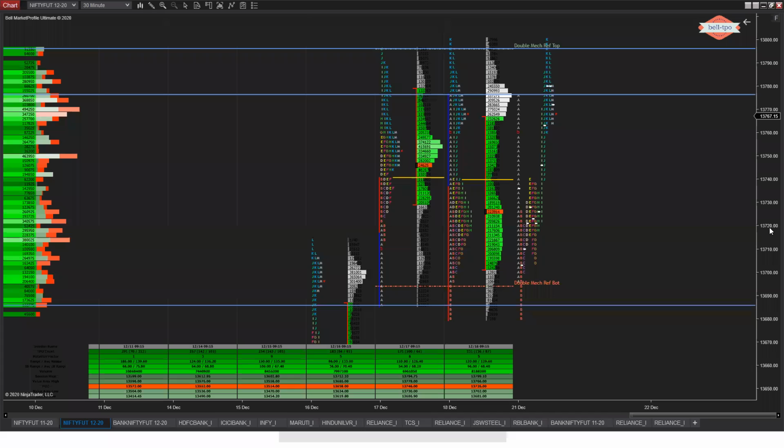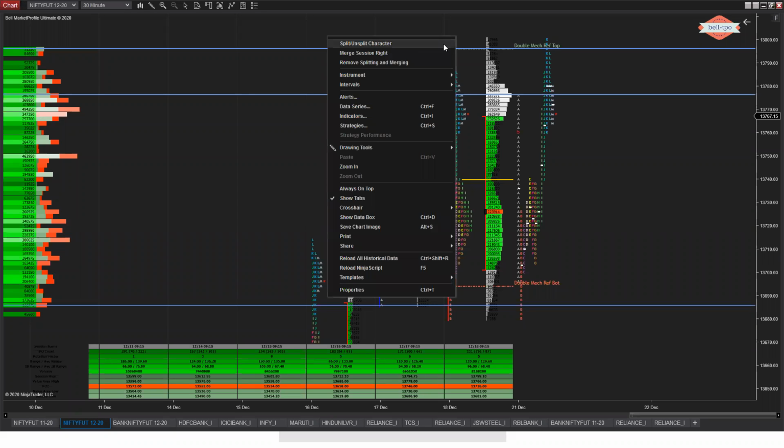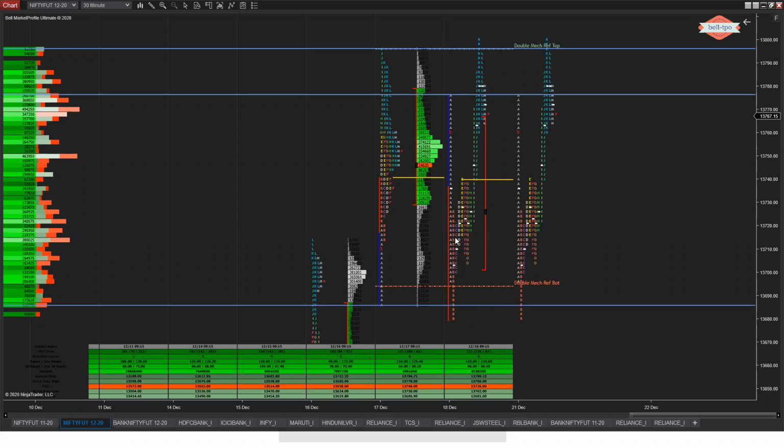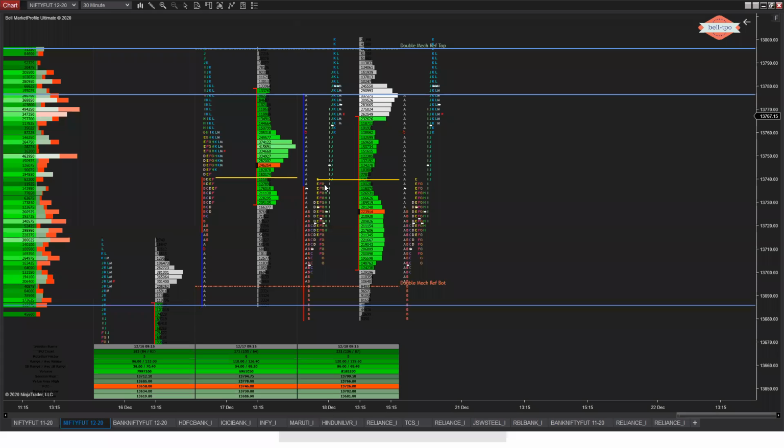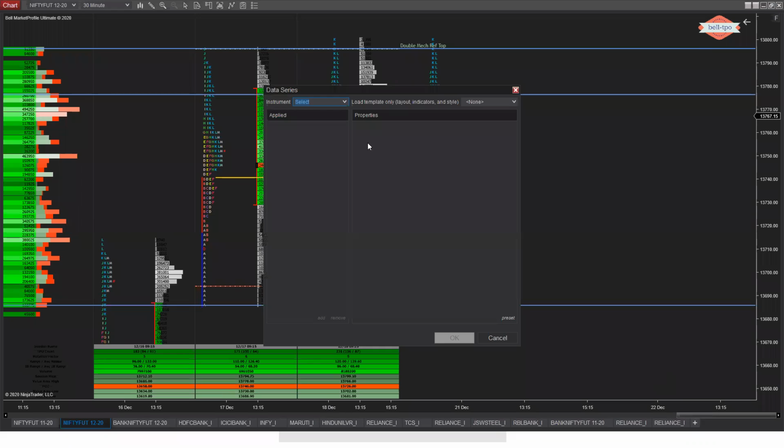Every day a profile will be generated. And you can also split this profile. I can right click and split this profile. This is as good as watching a half an hour price chart. You can even open a half an hour price chart and compare it. Let me do one thing. I'll try to open a half an hour time frame chart.